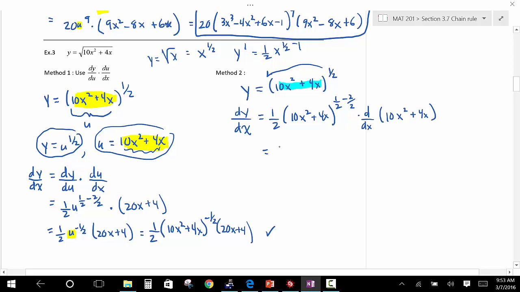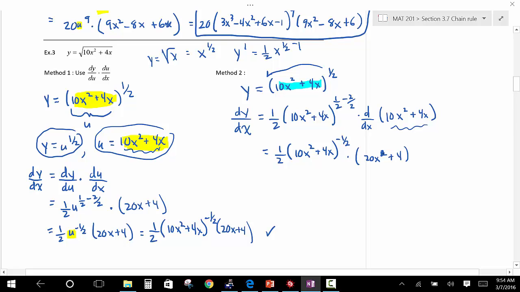So this is 1/2 (10x to the second plus 4x) to the negative 1/2 power times, and then this derivative here is going to be 20x plus 4. Same answer. What did I miss there? You wrote it the right way, you just said it the wrong way. Oh, I said 20x squared, but I didn't write it. Okay. Is that better? Okay, all right.